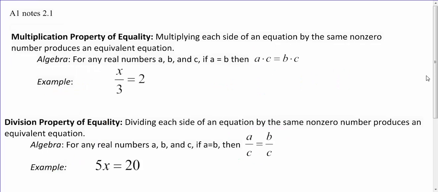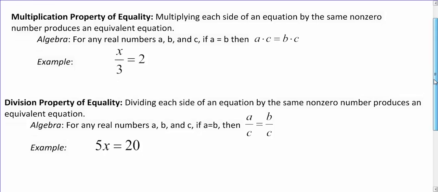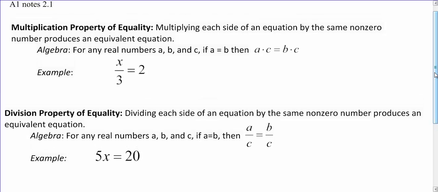Alright, moving ahead, we've looked at addition and subtraction properties of equality. We're now going to look at multiplication and division. To summarize, the multiplication property of equality says you can multiply each side of an equation by any number or variable that's not 0, of course, and you won't change the value. In other words, you'd get an equivalent equation. So you can see here we've got x divided by 3 equals 2. In this scenario, I would want to multiply both sides of the equation by 3 because 3 times x divided by 3 is just simply x, and then 2 times 3 of course is 6.